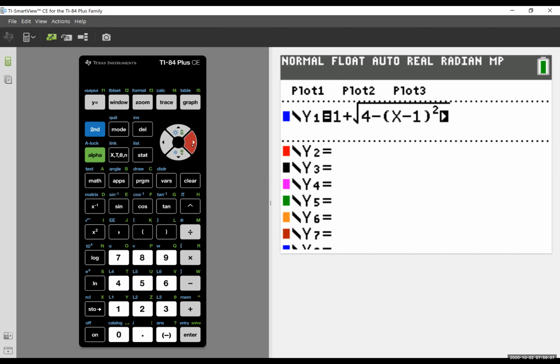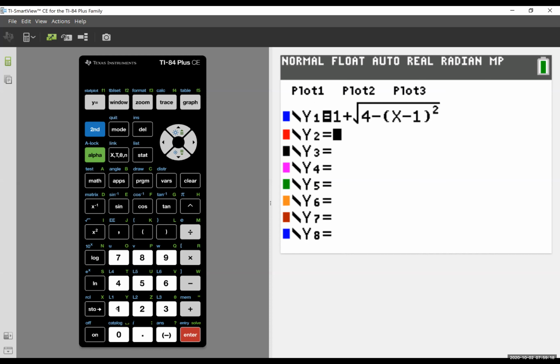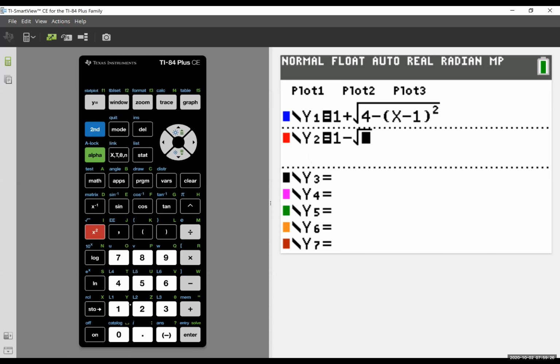So that is your y1, and I'll double check just in case on the side. I'm feeling good about that, okay. And then press enter. And now the y2, I know we wish there was a copy and paste button, but so far we don't have one. It's the negative case, 1 minus square root of 4 minus x minus 1 squared.